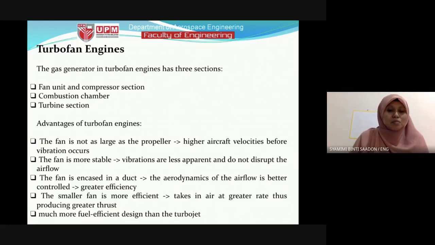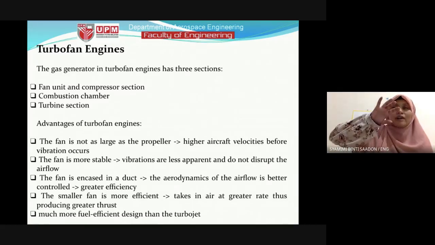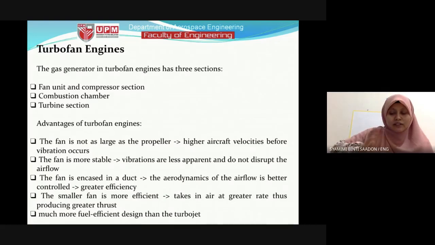The fan is more stable. Vibrations are less apparent and do not disrupt the airflow. So again, because of the vibration, the advantage is less vibration. The fan is encased in a duct. Like I've mentioned before, we have a bypass duct, so the fan is inside there. So the aerodynamics of the airflow is better controlled, so we can control the flow.